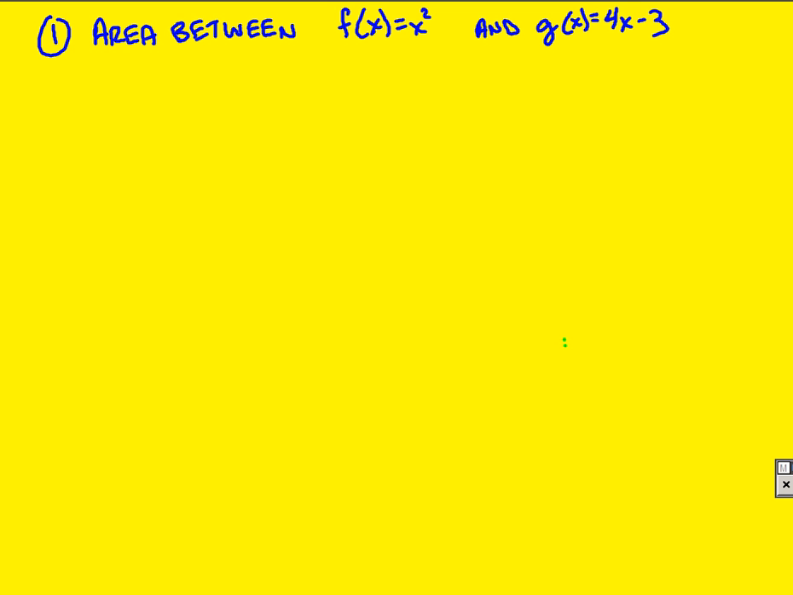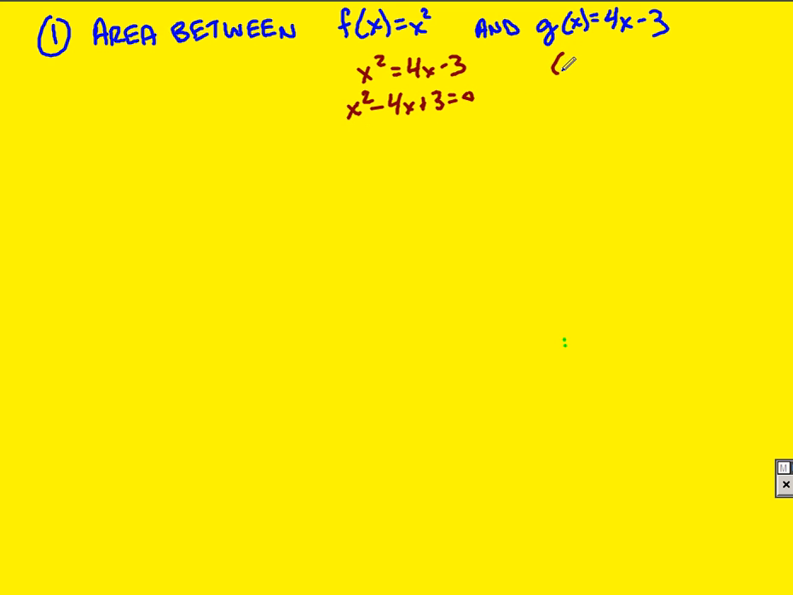Brief sort of test. The first problem that you're going to see will not allow you to use a calculator. So let's see if we can solve it. The area between these two curves: first step, set them equal to each other and find out what we have as intersection points. So x squared minus 4x plus 3 will equal 0.